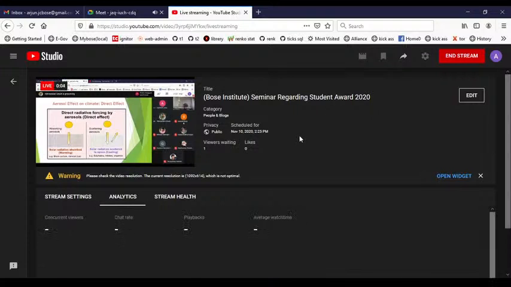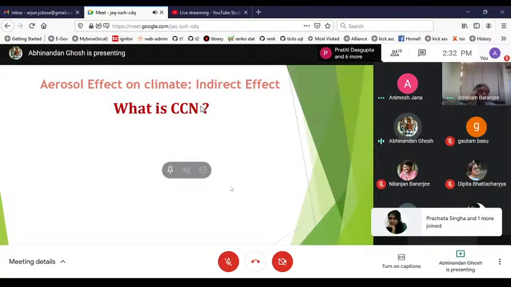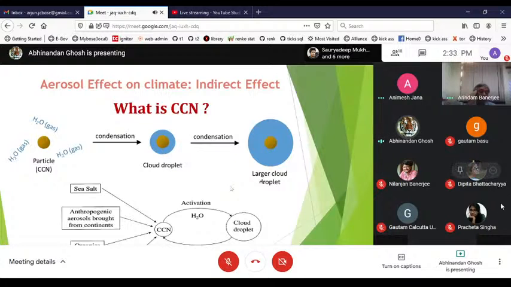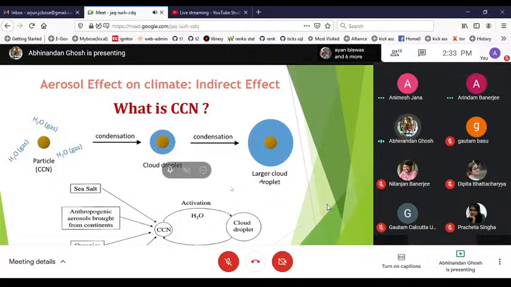Earth by altering the cloud properties. Now, what is cloud condensation nuclei or CCN? In the real atmosphere, water vapor needs some surface to condense and form a cloud droplet. So those aerosols are known as the cloud condensation nuclei.